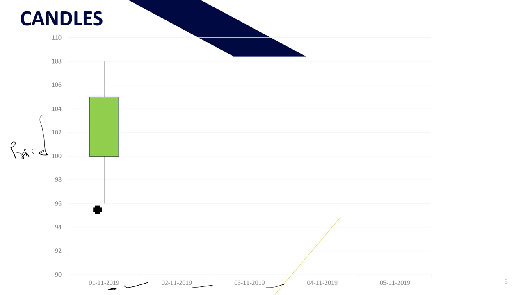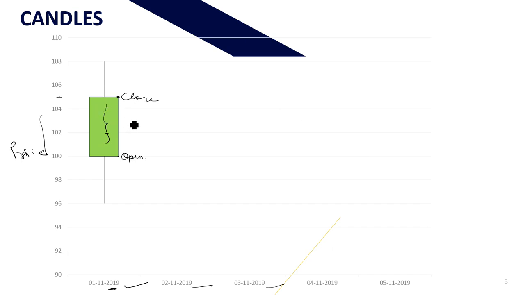Let's verify. Since it is a green candle, we already know that the closing price on 1st November should be greater than the opening price of 1st November. Here, the price opened at 100 at 9:15 am and closed at 105 at 3:30 pm. The body of the candle, that is this green part, gives us the open and the close. The bottom of the body is the open price and the top of the body is the closing price.